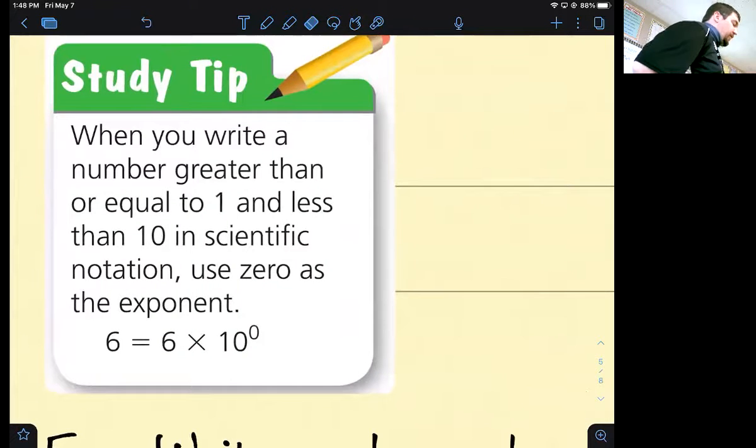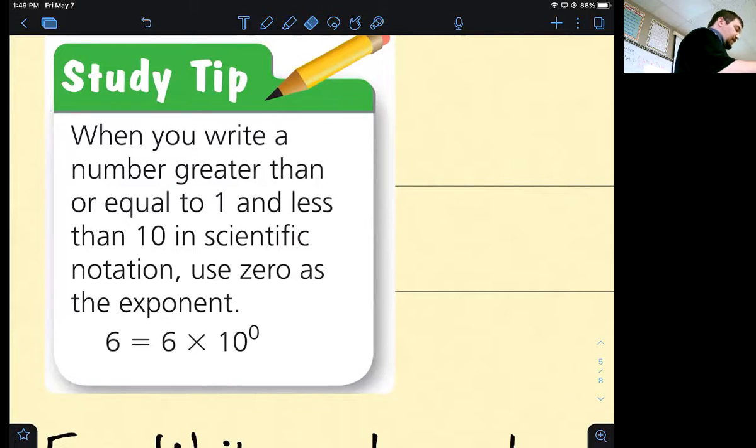When you write a number greater than or equal to 1 and less than 10 in scientific notation, use 0 as the exponent. We already saw a number like this. We looked at the number 7. One of the numbers we looked at was 7 times 10 to the 0. Since 10 to the 0 is 1, timesing 7 by 1 doesn't change the number. So if you're ever asked to write a number like 6 in scientific notation, and you're wondering, do I just put 6? Do I put 6 times? You do have to write times 10 to the 0. Otherwise, it's not scientific notation. And I know that times 10 to the 0 is the same as timesing it by 1, but we write it as 10 to the 0 so that we can write it in scientific form.